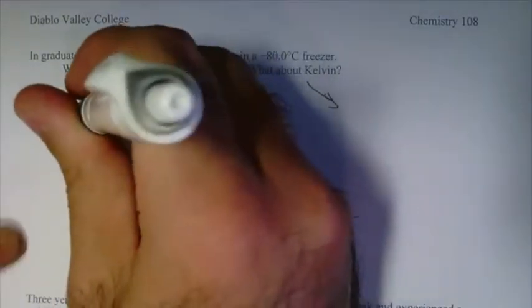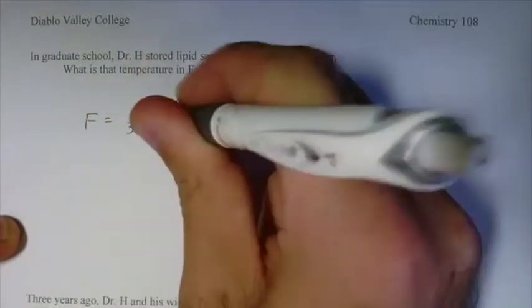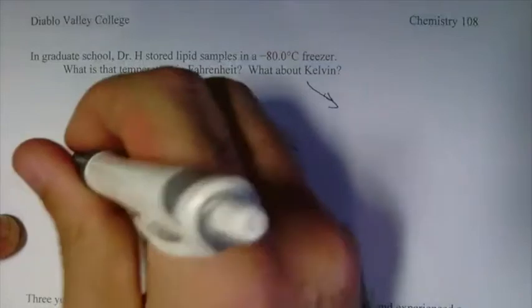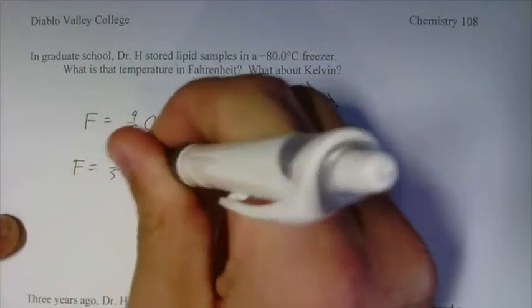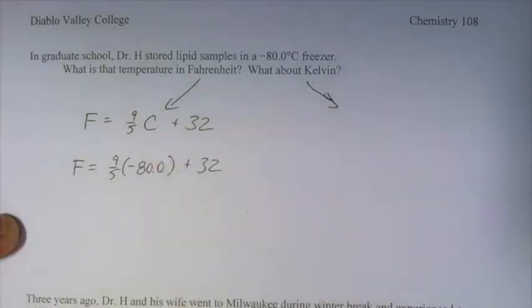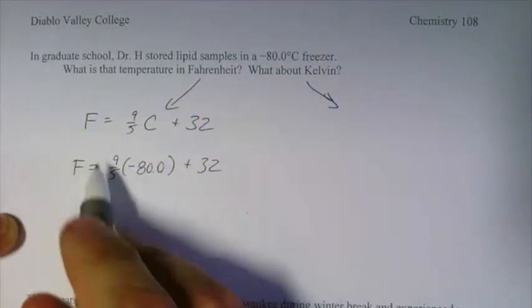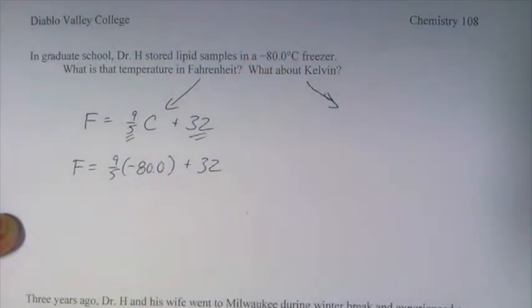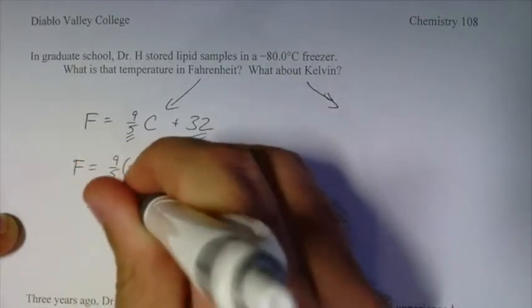Remembering that with Fahrenheit, the Fahrenheit temperature we said was 9/5 times the Celsius temperature plus 32. So let's go ahead and put in what we know, negative 80. And we'll take this one step at a time. First thing we're doing is multiplying by 9/5. We're going to treat, by the way, the 9/5 and the 32 as exact numbers. If I do that, I get now negative 144.